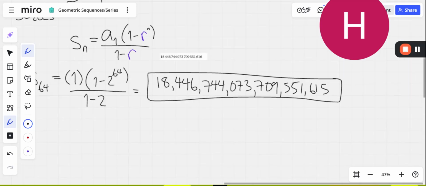So I think it's safe to say that he probably didn't receive the amount. Most likely the Shah of Persia said, wait a minute. We don't have that much rice. In fact, we probably don't even grow that much rice in an entire year in Persia. It's just too much rice. 18 quintillion grains of rice. That is far too much rice. Who's going to count all of that rice to make sure he got the right amount?